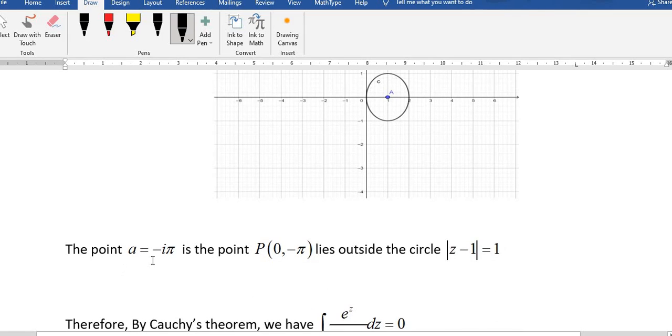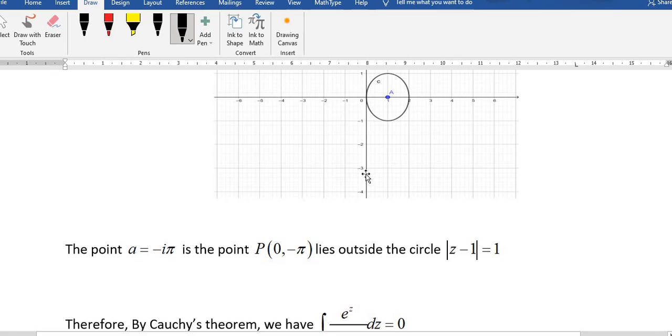So here a equal to minus i pi is the point P of (0, minus pi), which lies outside the circle. I already explained minus pi means minus 3.14. Here the real part is 0, so the point P lies on the imaginary axis, nearer to minus 3. Observe, the point is nearer to minus 3 and the circle is here. That means the point lies outside the circle.